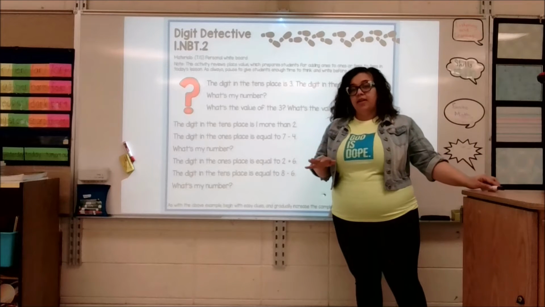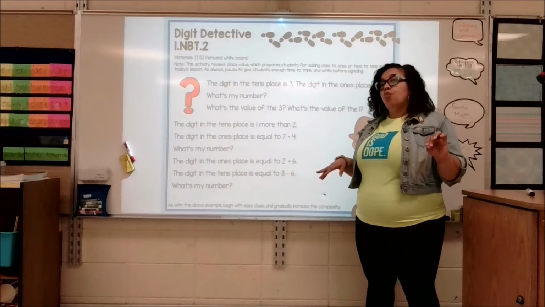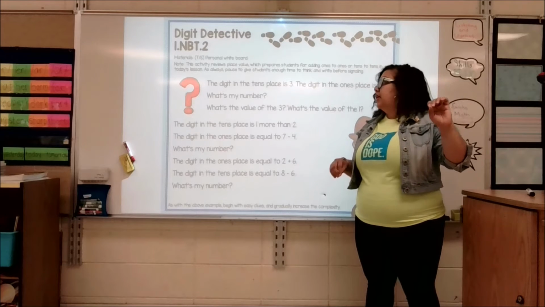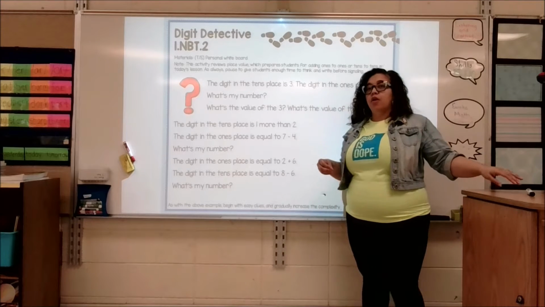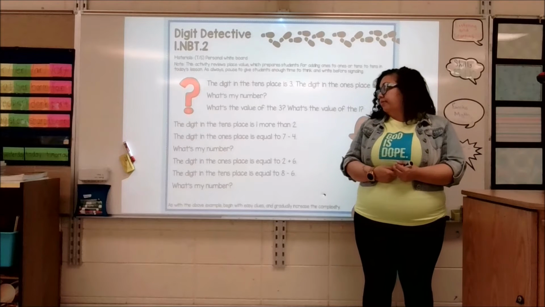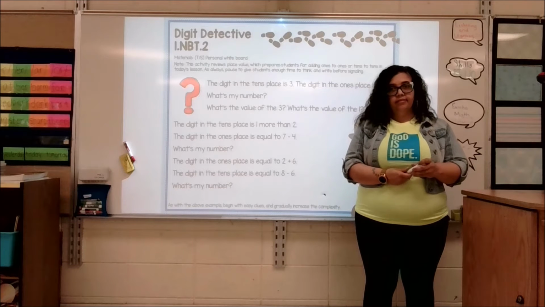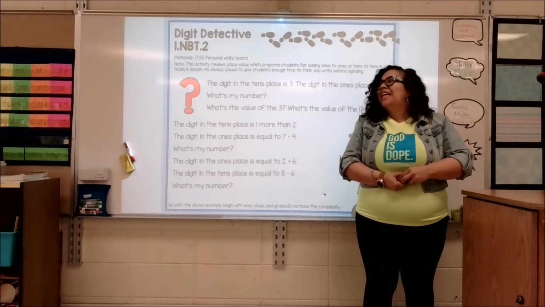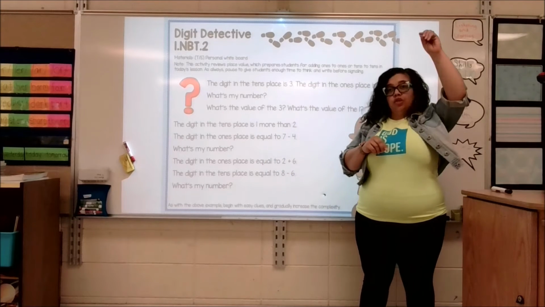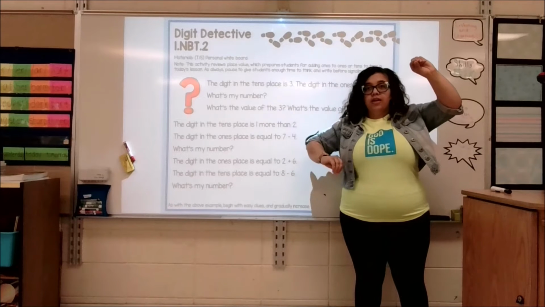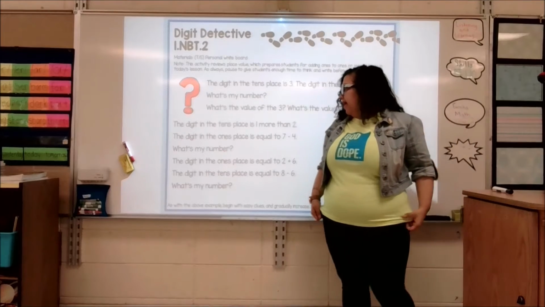So we're going to do another one. You ready? There's just a couple of these. The digit in the tens place is 1 more than 2. The digit in the ones place is equal to 7 minus 4. What is my number? Correct. The number is 33. 1 more than 2 is 3, so 3 tens, and 7 minus 4 is 3, so 3 ones. So that creates 33.